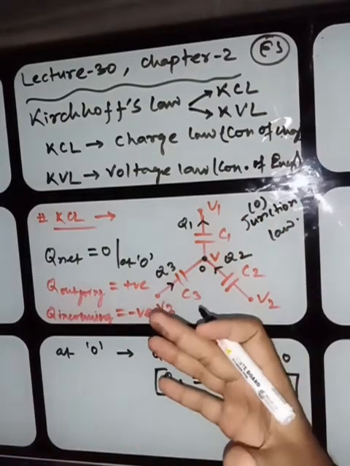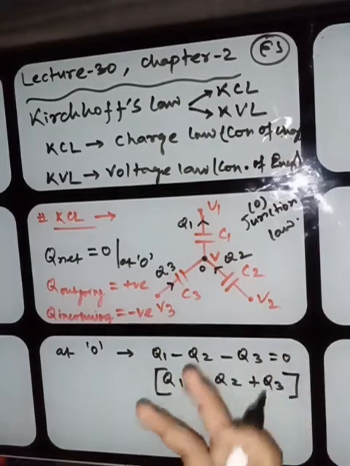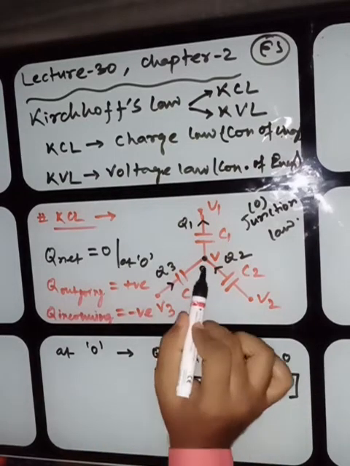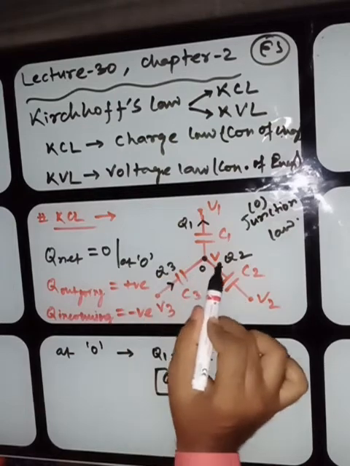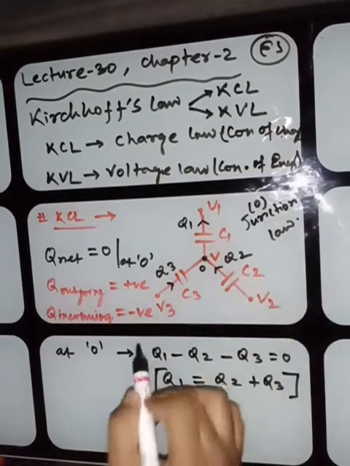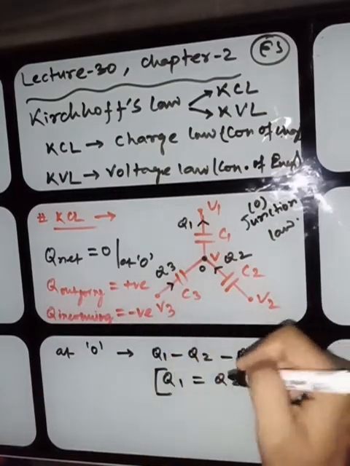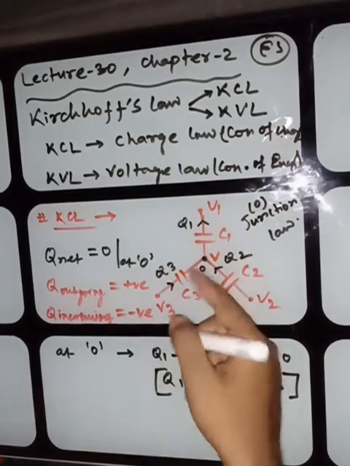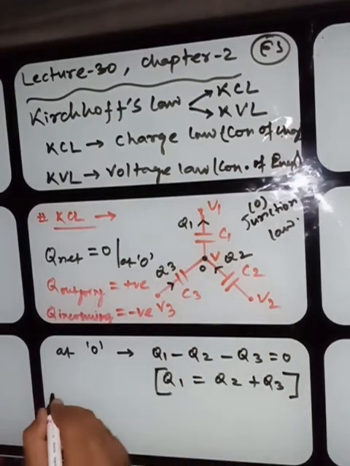Another form of this particular law, that to write mathematically, you can write in another way. If you are not having the charge but you are having the capacitance and potential, then you can write this equation also. How you will write? So in terms of potential and capacitance, we are writing here.